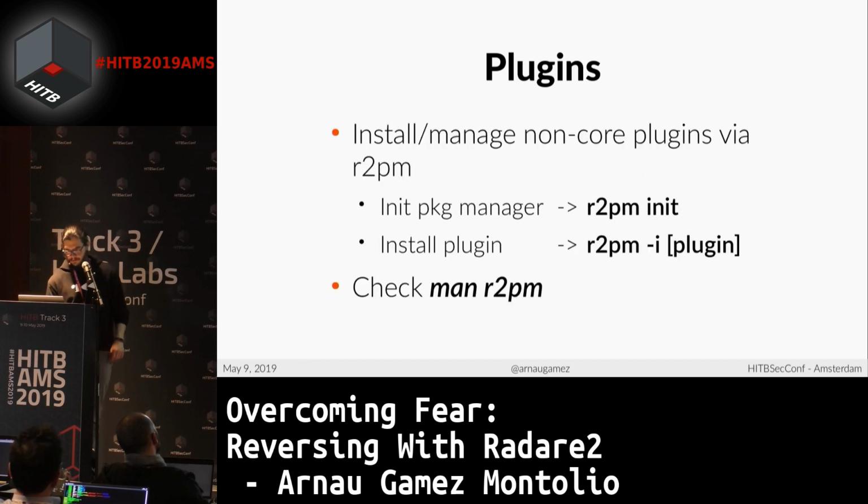And how to manage plugins that are not in core? Basically via the package manager, r2pm. When we install r2pm, we need to initialize it first of all with r2pm init, and then we just install a plugin with r2pm -i, or r2pm install and the plugin name. You can check the manual of r2pm. Although all the standalone tools and also r2 have a manual in case you want to see all the options for executing them. But it's quite easy, just install, and you can uninstall it. And this will provide more plugins that are not in the core of Radare2, but some of them are quite useful.